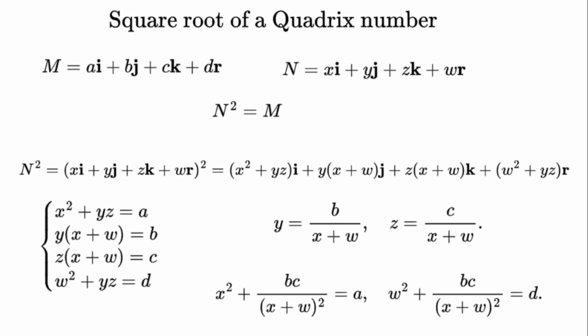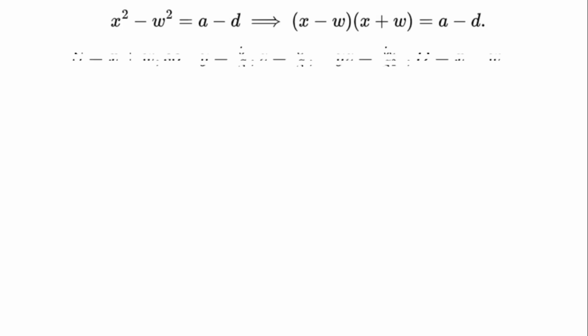Substitute into the first and fourth equations: x squared plus bc divided by (x plus w) squared equals a, and w squared plus bc divided by (x plus w) squared equals d. Subtract them: x squared minus w squared equals a minus d, which implies (x minus w)(x plus w) equals a minus d. Let s equal x plus w, so y equals b divided by s, z equals c divided by s, and yz equals bc divided by s squared.